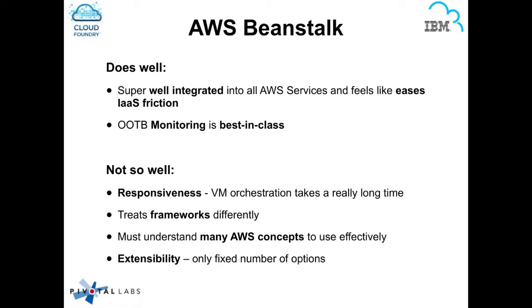They treat different frameworks different ways. So when you use Node.js, it feels different than when you're using Java, because I think you check things in with Git, and with Java you upload WAR files. So it doesn't really feel like the same platform when you're using different languages. Even though they hide as much as they can, and they try to wizardize a lot of things, you have to understand a lot of AWS concepts. And the extensibility of the platform is very closed.